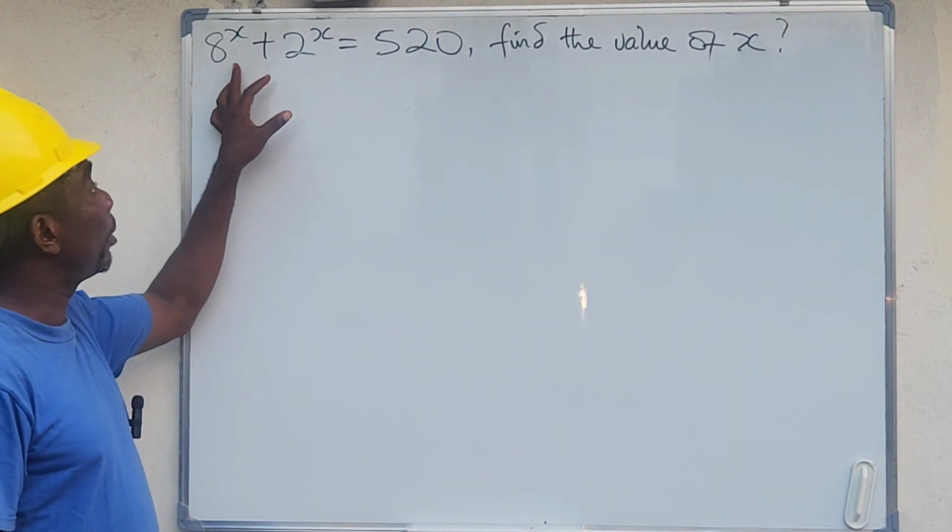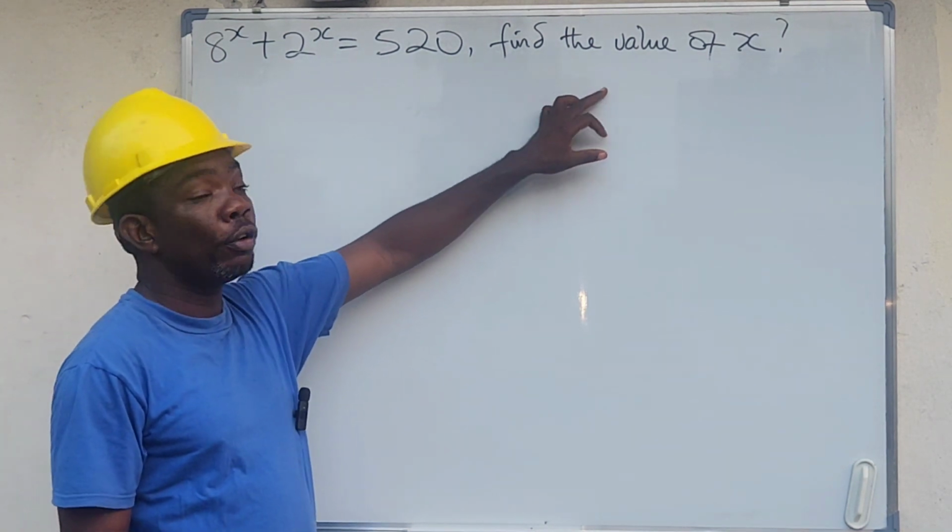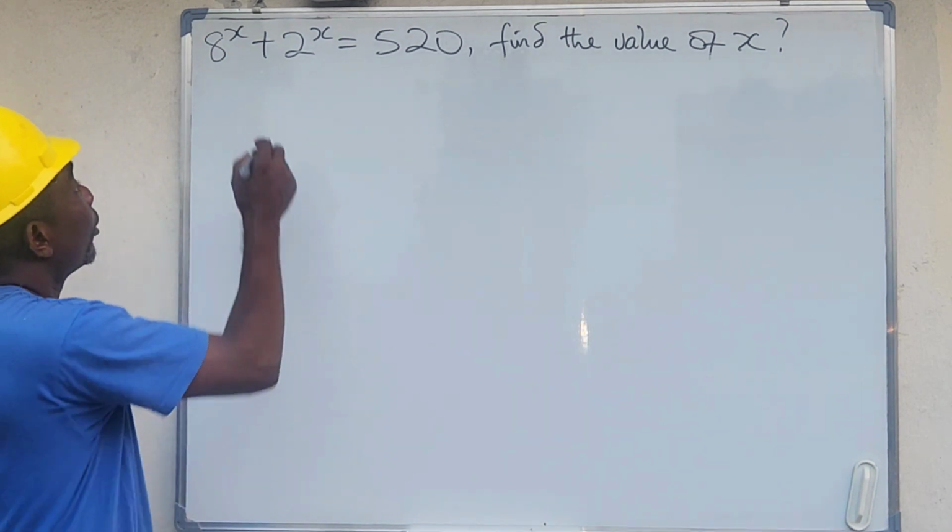Today we are looking at this question. It says 8 raised to the power of x plus 2 raised to the power of x equals 520. Find the value of x. So in this case, we are going to find the value of x.